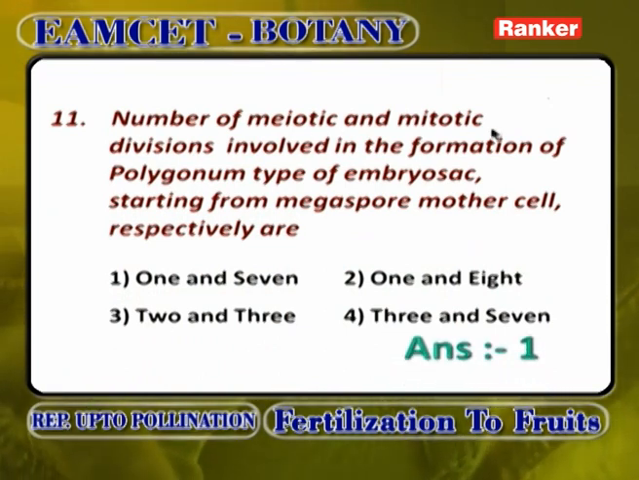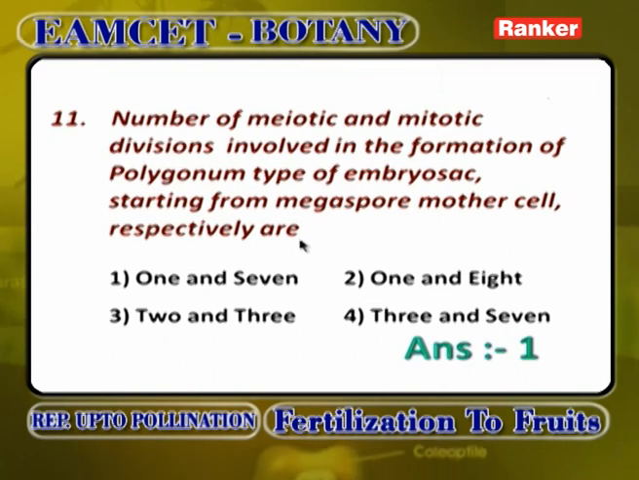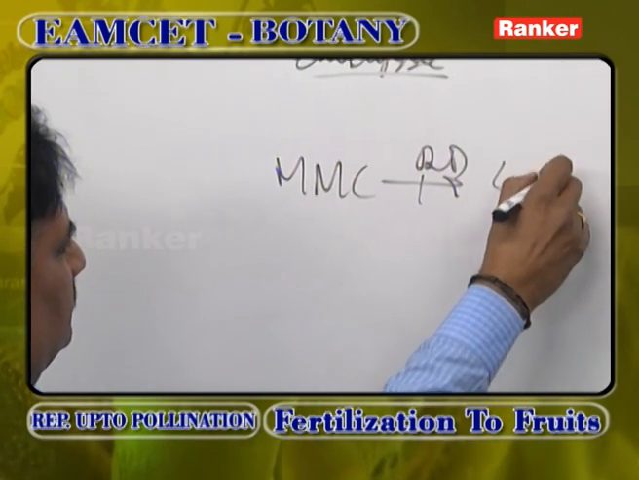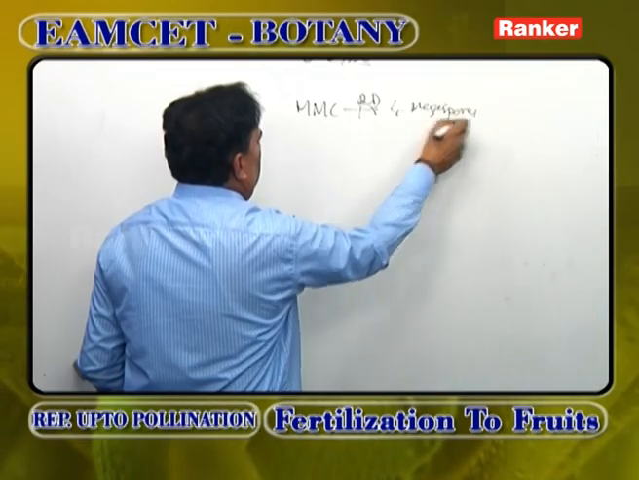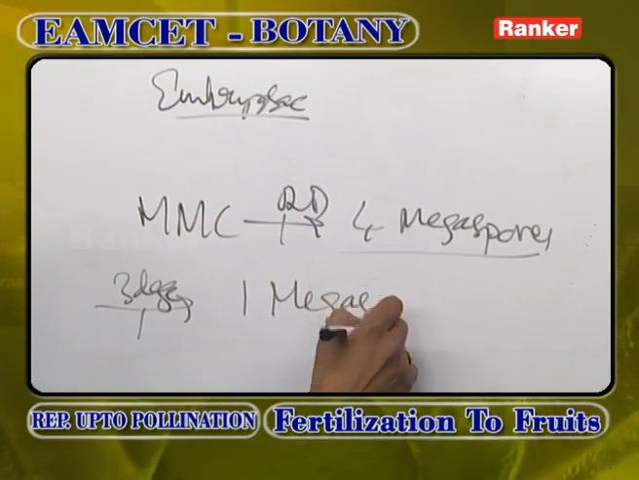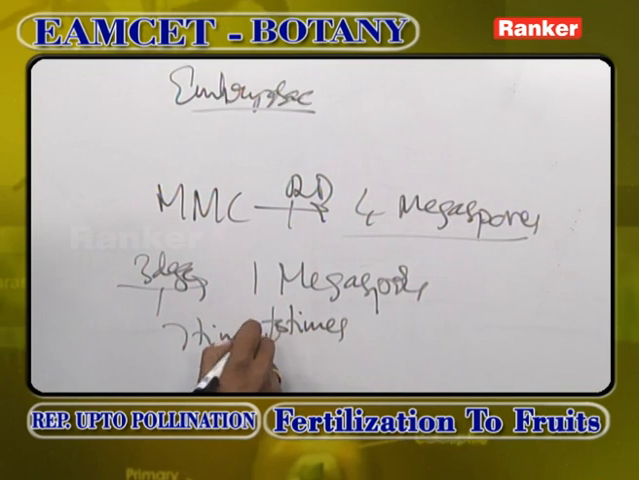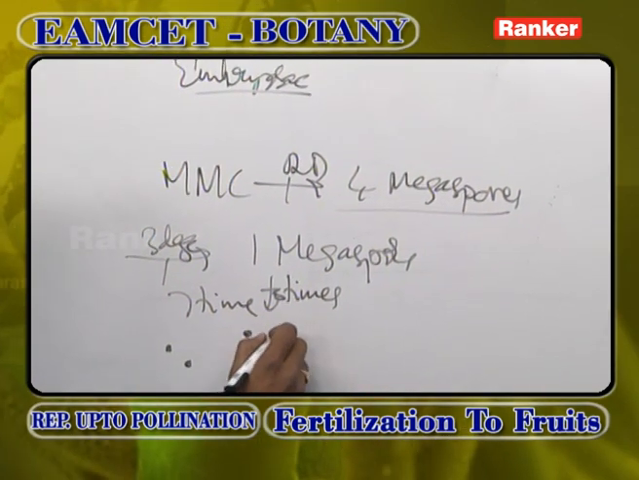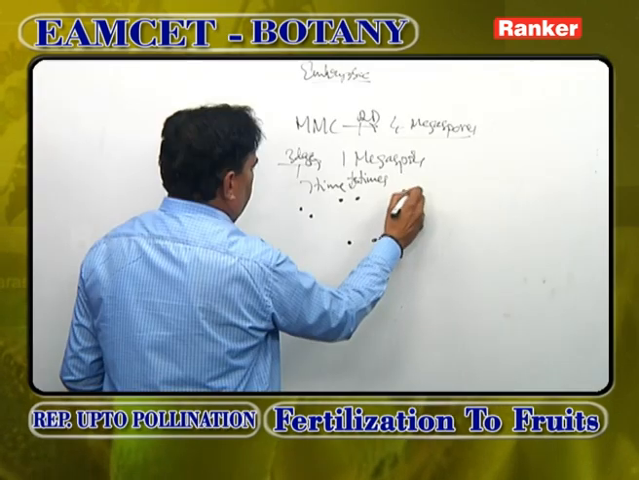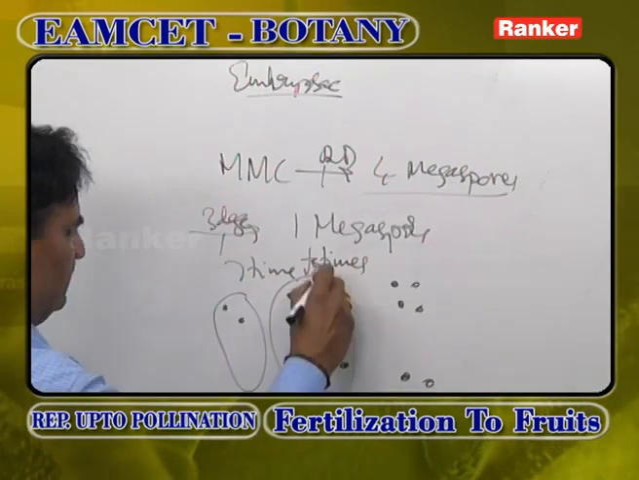Number of meiotic and mitotic divisions involved in the formation of polygonum type of embryo sac starting from megaspore mother cell, respectively. The megaspore mother cell by one reduction division produces 4 megaspores. Of these 4 megaspores, 3 degenerate. 1 megaspore remains functional. This megaspore undergoes 3 times mitosis or 7 mitotic divisions. By first mitosis 2, by second mitosis 4, by third mitosis 8.